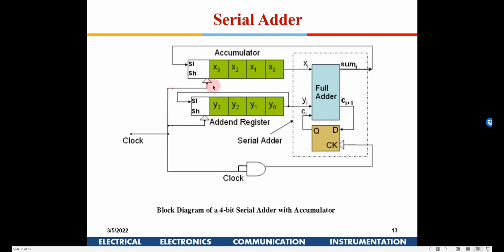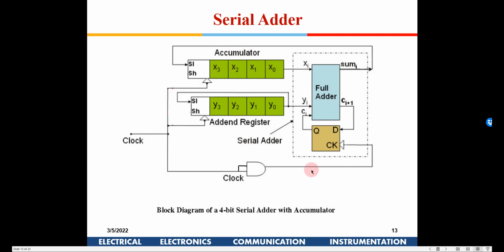Because y0 will again come here, then y1, then y2. So if I do A plus B, the contents of the B register will remain the same after 4 clock cycles, and in A we get the sum. You might have seen how it is done in 8086: if you write ADD A, B, the contents of B remain there, and whatever is in A gets modified with the sum of A plus B. That is exactly what happens in this block diagram. So this is a better architecture.